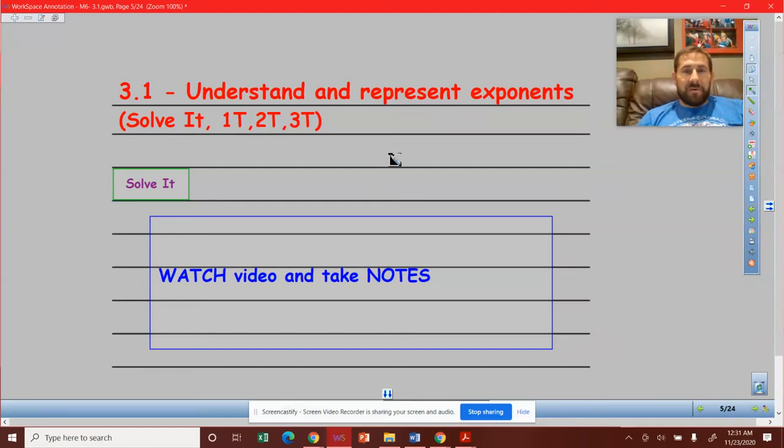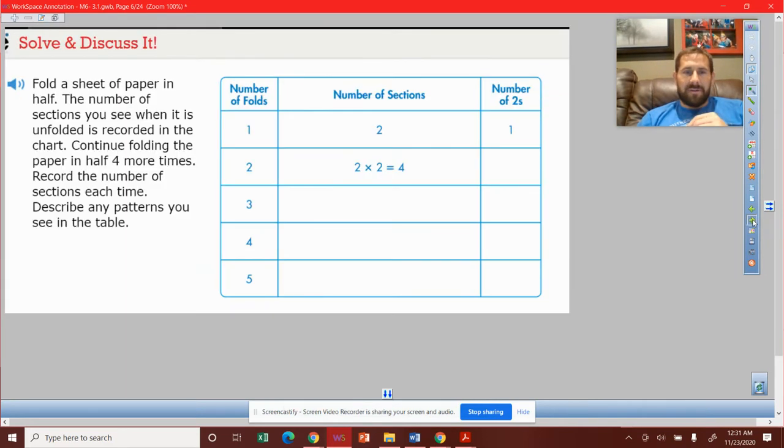Let's get started on this one, okay? We're going to look at exponents. We're going to do Solve It number one today. So, how to represent exponents. Here's our first introduction, Solve and Discuss It.